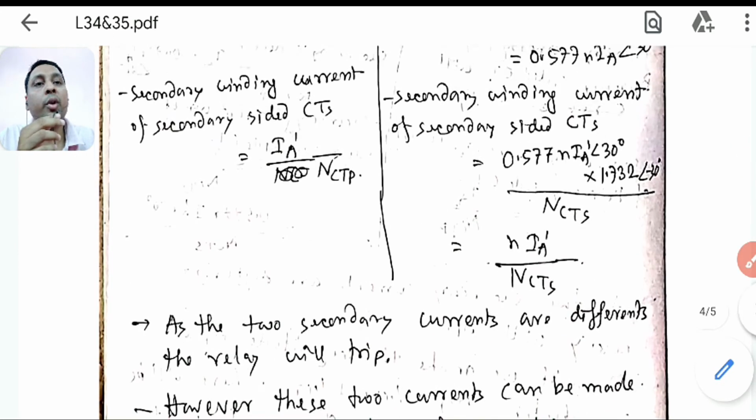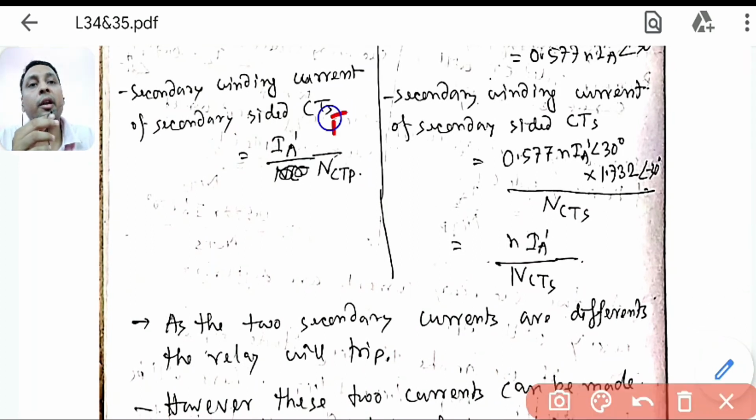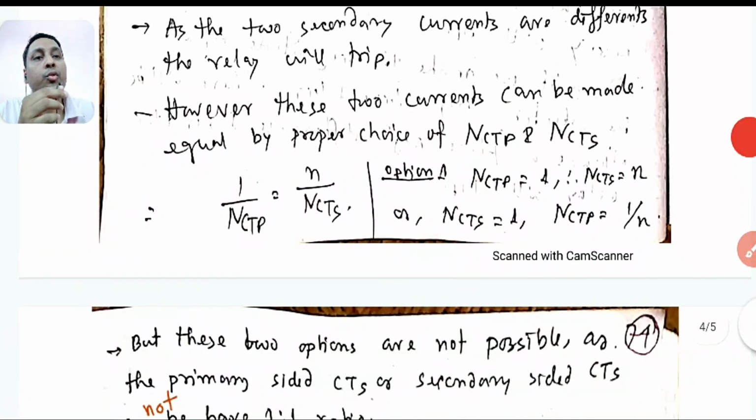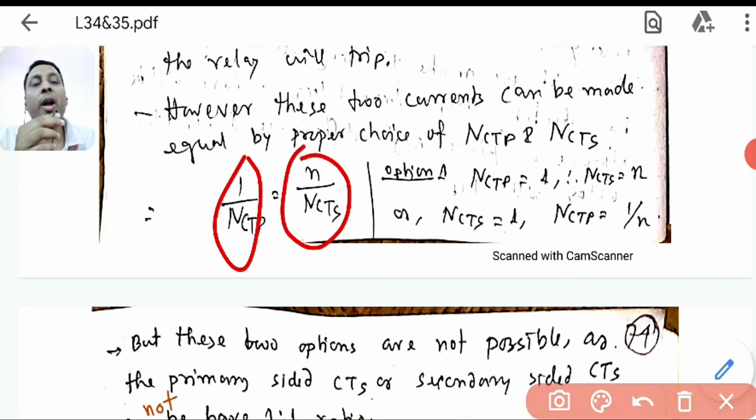Here, what is the coefficient? This is 1 by NCTP, and here it is n by NCTS. So if these two are equal, then it is I dash and I dash. If these two should be equal, one option you may think is that NCTP is 1, I keep it 1, then NCTS will be n.